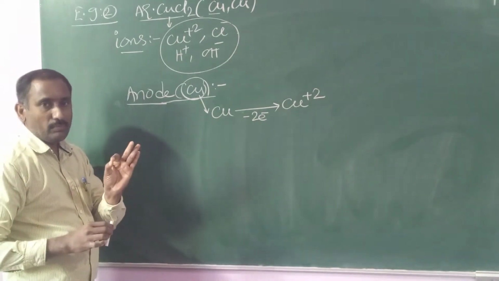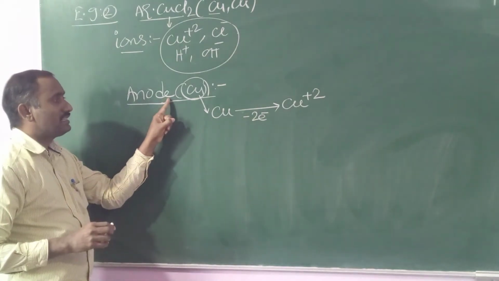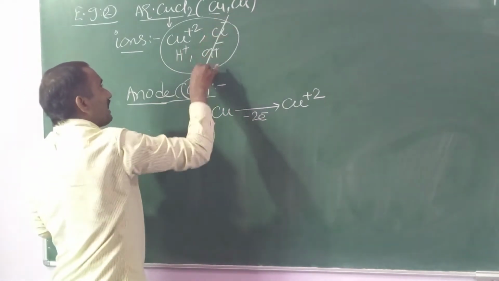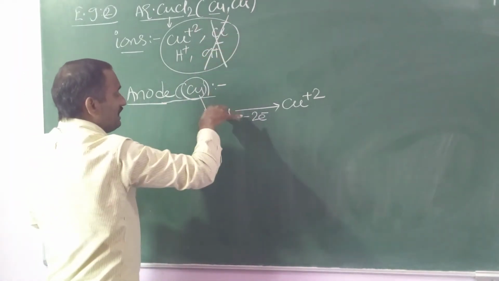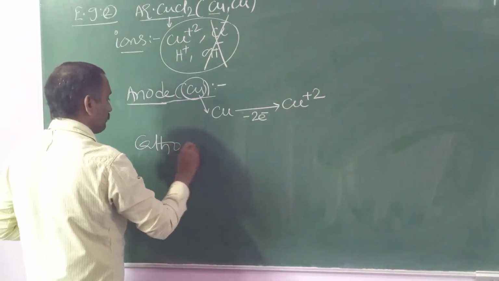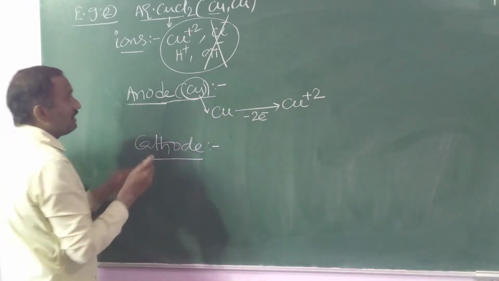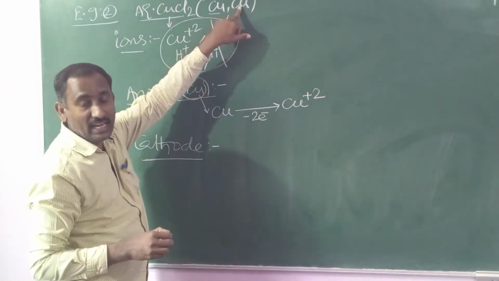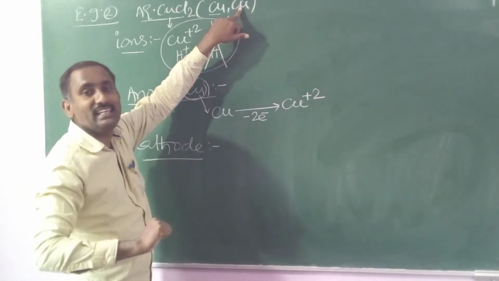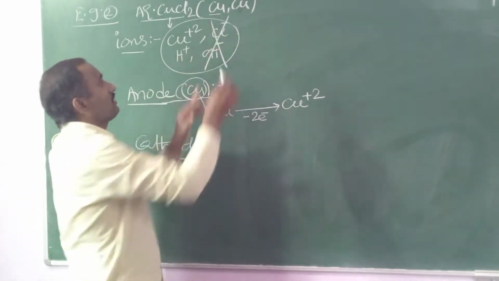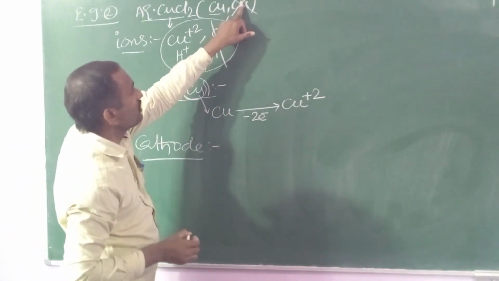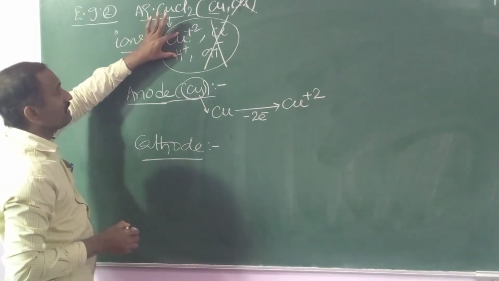So always remember that whenever an active electrode is there, the electrode itself is involved in the reaction instead of anions. Next, the cathode. Here the cathode is also copper. Even though it is an active electrode, it does not participate. Why? At the cathode there is gaining of electrons, and metal never gains electrons. Therefore, at the cathode, instead of copper, cations are involved in the reaction.